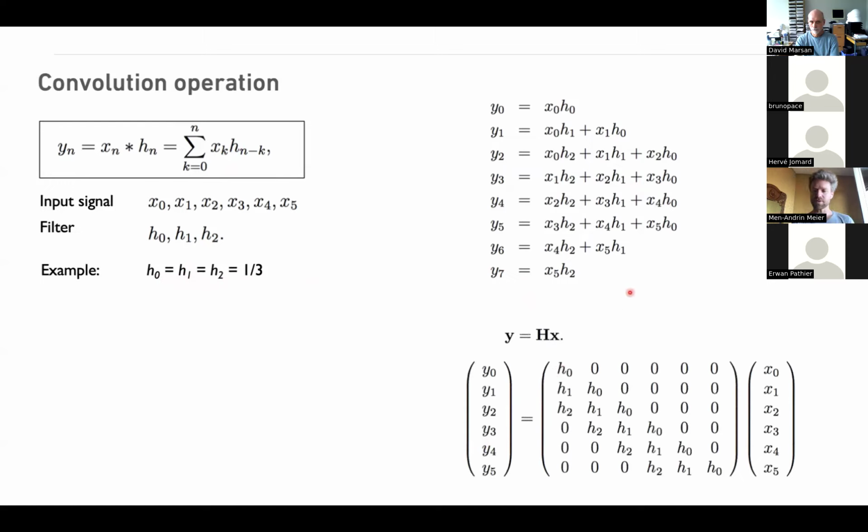If you write this in matrix notation, it would look like this. It would be a sparse matrix with only the 3 near-diagonal components being non-zero.